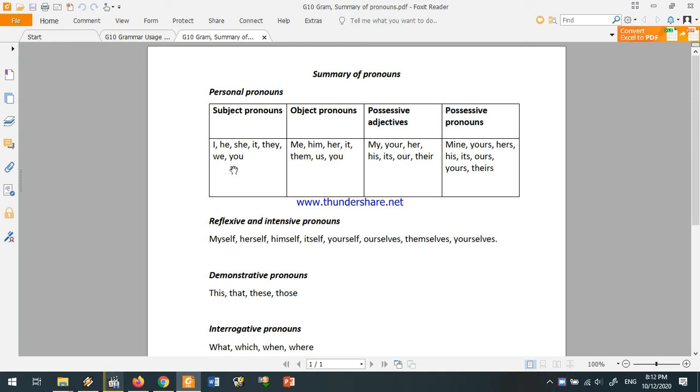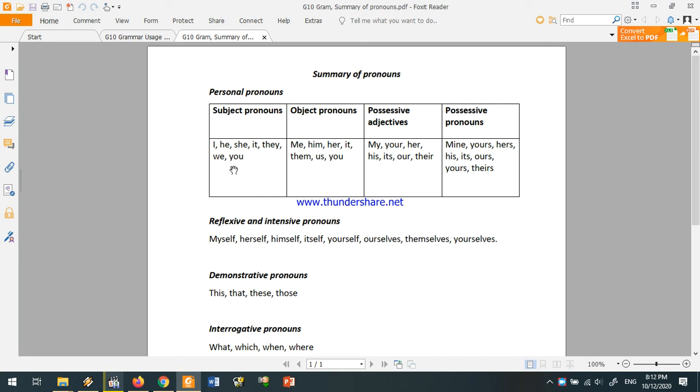Next, object pronouns, such as me, him, her, it, them, us, you. These are pronouns that can be used instead of nouns that work as the object in the sentence. Ergo, they're called object pronouns. Next, we have possessive adjectives and possessive pronouns. They are similar in meaning.